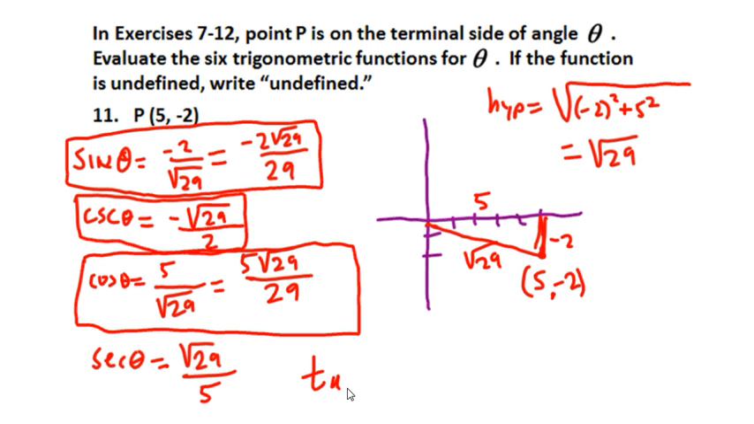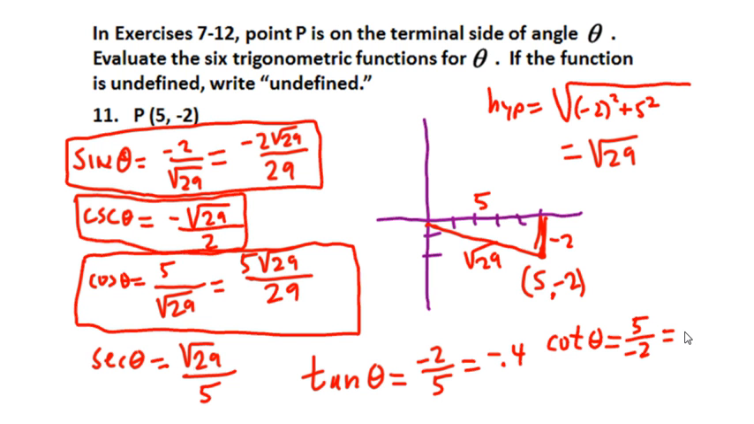tangent theta is going to be equal to our opposite, and our opposite is -2, over adjacent, which is 5. So that's going to be it, just -2/5. We could decimalize it, make this -0.4. Now we can find the cotangent theta. I take the reciprocal of tangent, so we're going to have 5 over -2, which is going to equal -2.5. So anyway, there's tangent and cotangent.